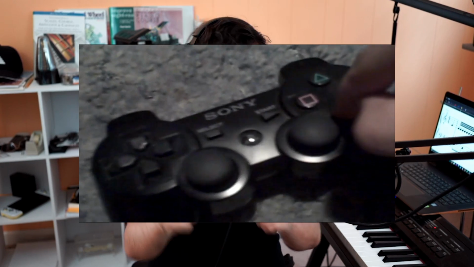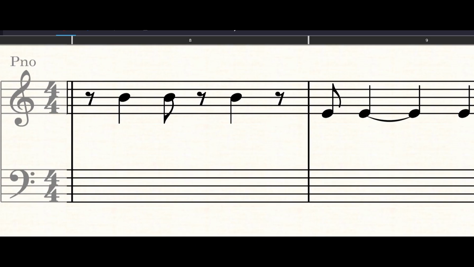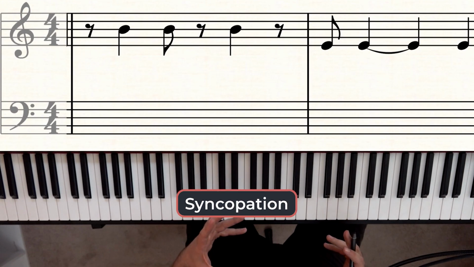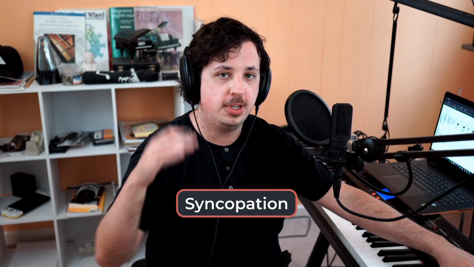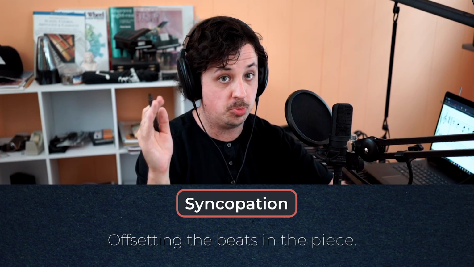It almost reminds me of the old video games where you have to tap the A button as fast as you can. Okay, now we're getting into some weird stuff, guys. And that is syncopation. What is syncopation? Well, syncopation is when you are offsetting the beats, right?